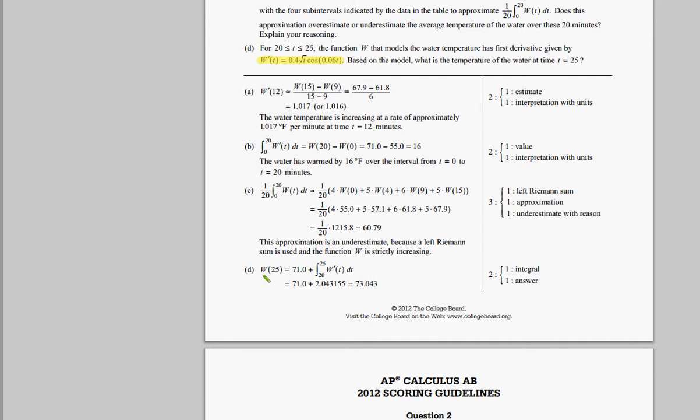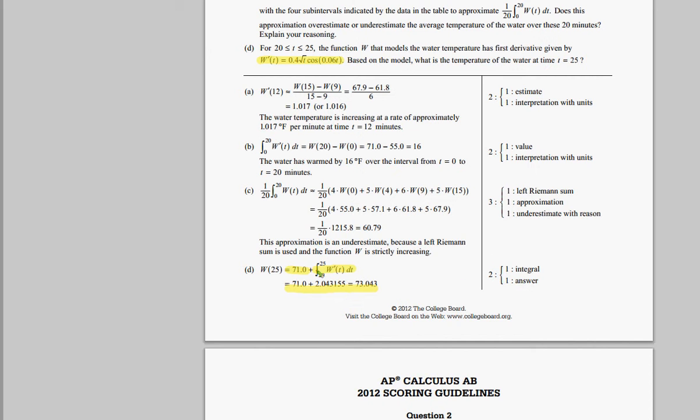And so we want to figure out the actual change in temperature over that 20 to 25 minutes. And so you need to make sure that you include your integral from 20 to 25 minutes of your rate. But then don't forget to add your 71 degrees to it. That was what's actually going on at 20. So this is a fundamental theorem question where you have W of 25 is taking into account your initial condition, these two values right here, the integral from that initial condition to 25 of your rate function. That again is just something that you can plug into your calculator and you should get 73.043.